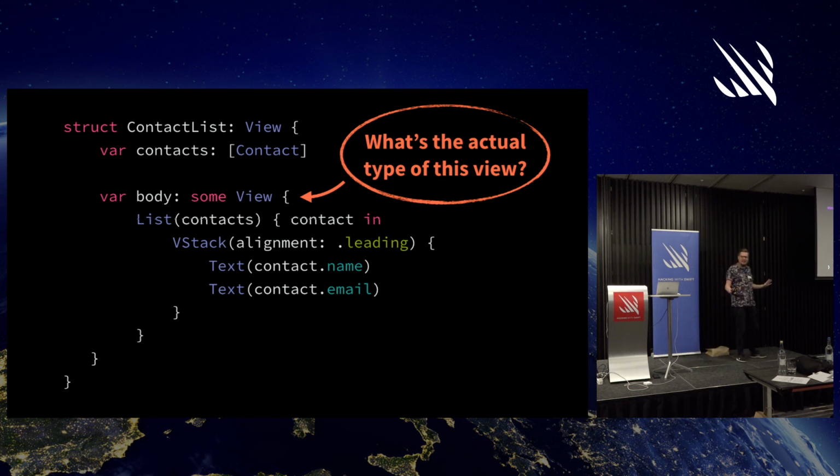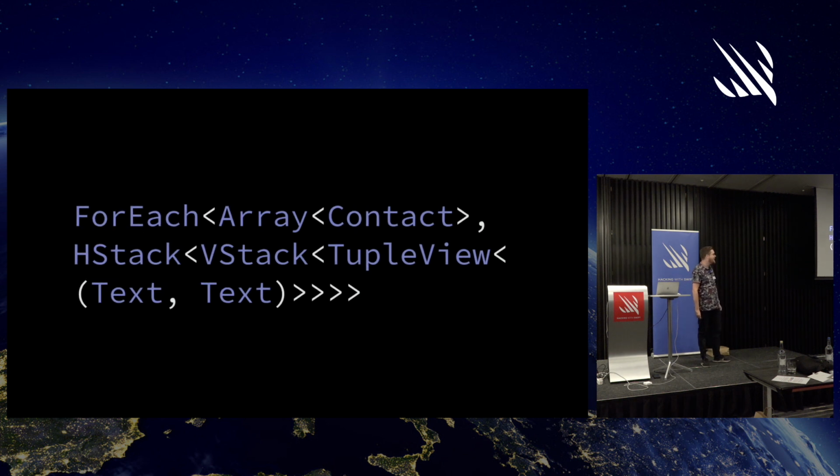Well, not really. In fact, if you inspect the actual result of this expression, this is the type that you get. ForEach, which is generic over Array, which is generic over Contact, and then it's got an HStack, generic over VStack, TupleView, Text, Text. Whew. Now that's what I call a type name. Well, we can look at another example.